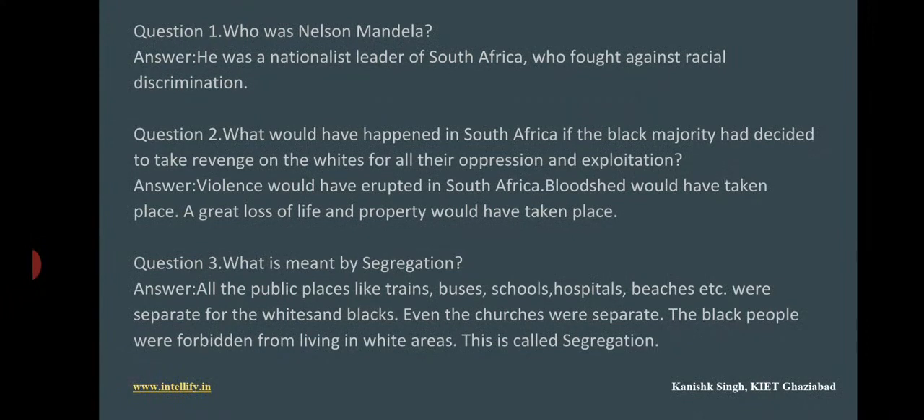Answer is all the public places like trains, buses, schools, hospitals, beaches, etc. were separate for the whites and blacks. Even the churches were separate. The black people were forbidden from living in white areas. This is called segregation. Basically, it is discrimination on various levels, whether it is in churches, on buses, schools, hospitals, trains. At every place, blacks faced discrimination. They were not given equal rights as whites. So this whole process of discrimination between white and black is what segregation is, right?